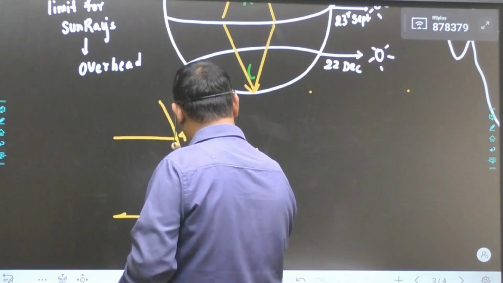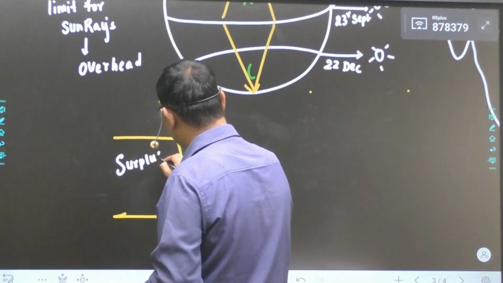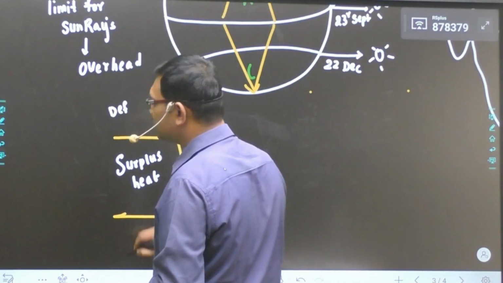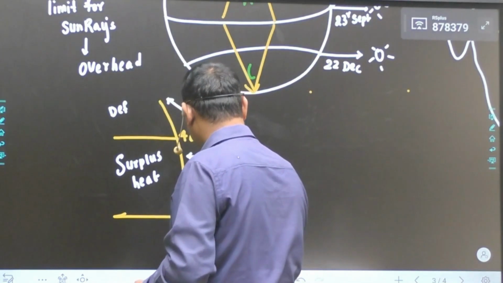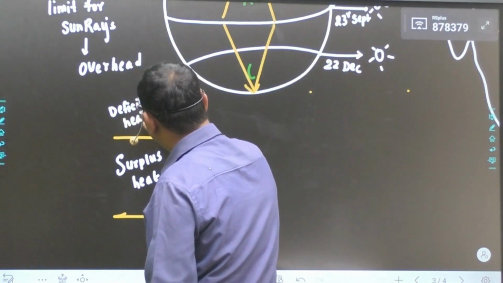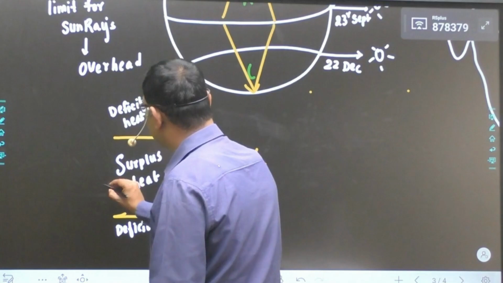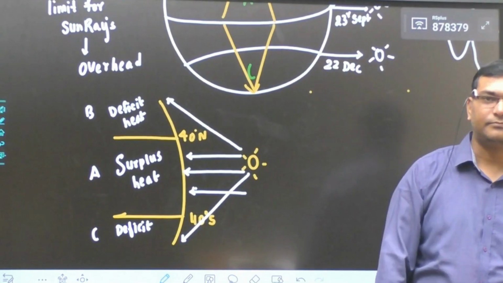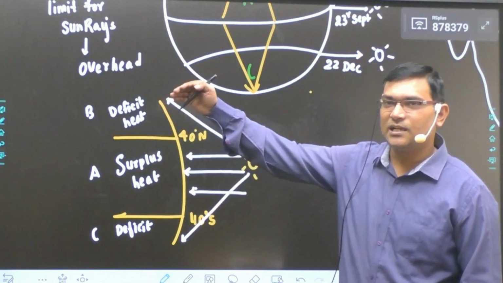So tell me, do these areas receive surplus heat? Surplus heat, yes or no? These areas receive deficit heat. Sunlight is what? Oblique, no? Oblique, like this. So oblique means deficit heat. This is also deficit heat. So can I say the same situation is here? This is A, this is B, and this is C. Yes or no?